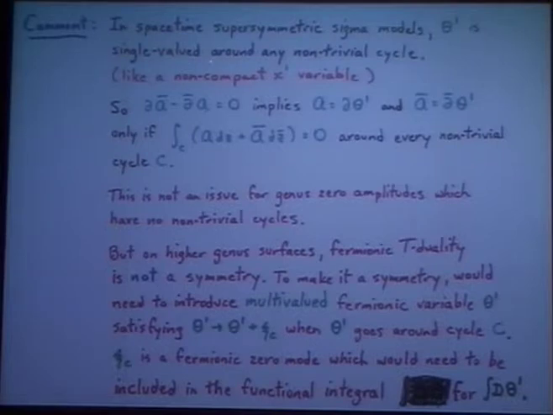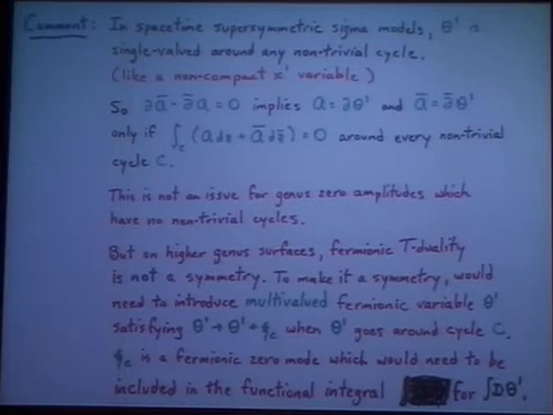In space-time supersymmetric sigma models, theta 1 is usually taken to be single-valued if I take it around any non-trivial cycle. So it has the same properties as a non-compact x1 variable. There are no winding modes when you take it around. So that means this condition, although locally you can always write it in this form, there could be a global obstruction if this contour integral is non-vanishing. If you have a non-trivial cycle C, and you take this contour integral around C, if it's non-vanishing, then it means that there's no single-valued theta 1 which satisfies this.